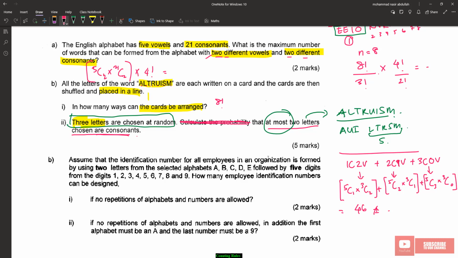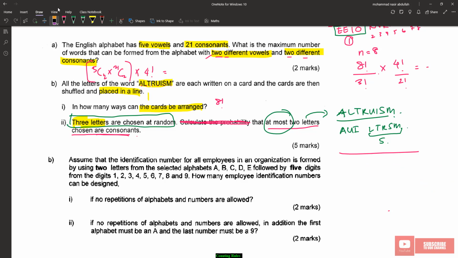Sir, if it's at most, doesn't it mean that the maximum is 2 for consonant? Oh yeah, 2. I thought 3, sorry. Maksudnya 2 lah. 2 letter consonant. Yes, correct. Right. Ini semua dalam tengah hari ni jadi macam ni lah.